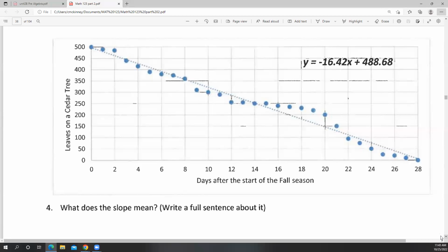So you're going to use this number when it's talking about slope. You're going to use this number, and then leaves per day after the fall season. And if the bottom was months, we'd say per month. If it was years, we'd say per year. And then we can just use a word like loses, or over 16 leaves per day fall from the cedar tree, something to indicate that it's negative.